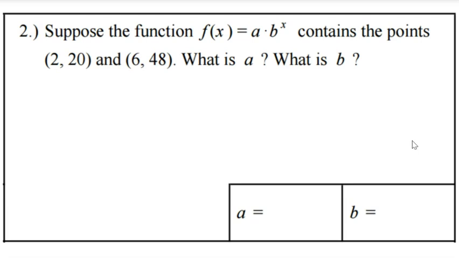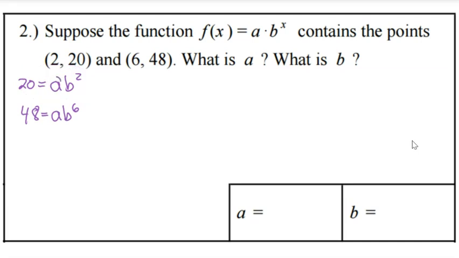So this one actually requires 2 equations because we have 2 points. And so what we're going to do is, for this one, we're going to put the 2 in for x right here. And then we're going to put the 20 for f of x. So we'll have 20 is equal to a times b to the 2nd power. We'll do the same thing here. 6 is the x, so we'll put that up here in the x. And 48 is the f of x, so we'll put that right here. And we'll write them both. And so we'll have 20 is equal to a times b to the 2nd power. And then for the other one, for this one, (6, 48), we'll have 48 is equal to a b to the 6th power.